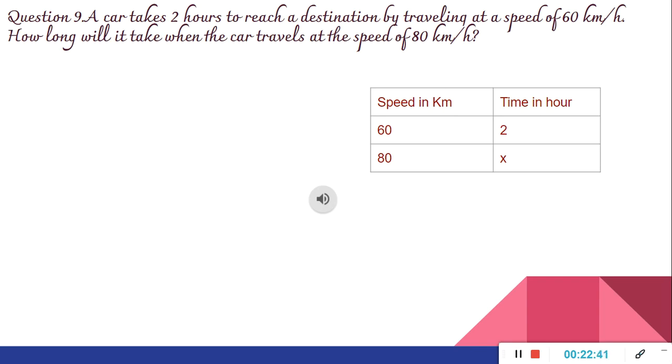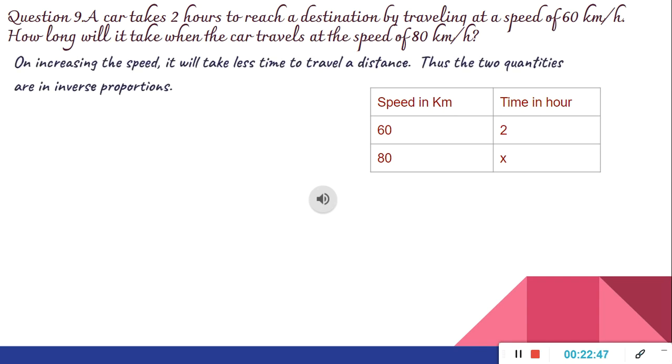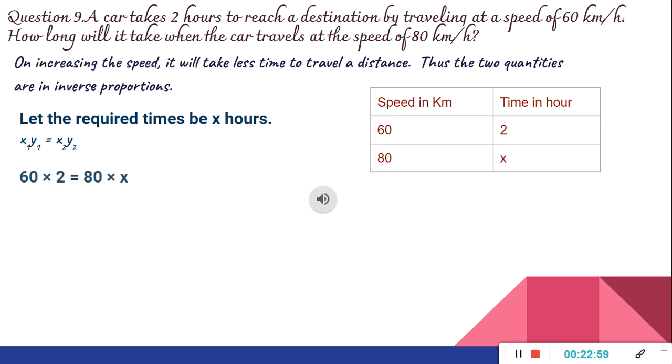Okay, so here also we can see that the speed is increasing, then time will decrease. So it is an inverse proportion. So let's see. Let the required time be x hours. Okay, so what is the formula? x1 y1 is equal to x2 y2. So here 60 into 2 is equal to 80 into x. So x is equal to 60 into 2 upon 80.